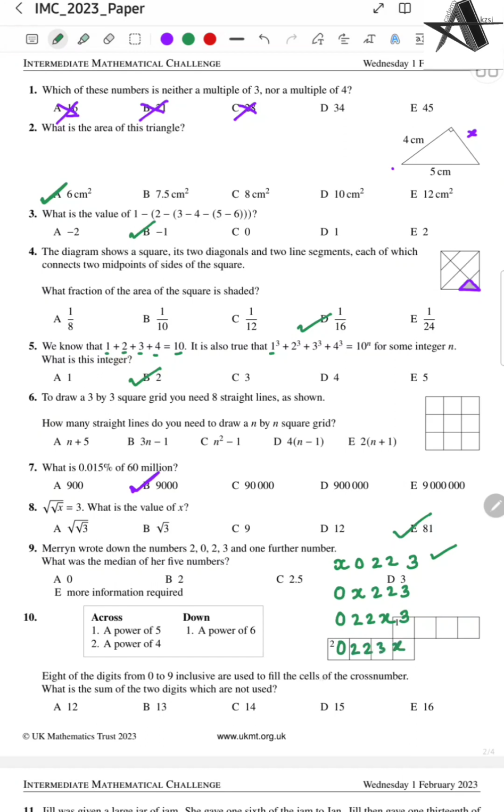Now let me see one by one what will be the median in each case. For the first one, we know the median is the middle value, which is 2. So in this case, 2 is the median. Middle value, 2 is the median. Middle value, 2 is the median. And middle value, 2 is the median. So in any case, you are going to have the same median, which is 2. So the answer is going to be D.